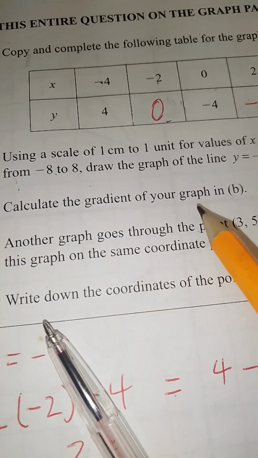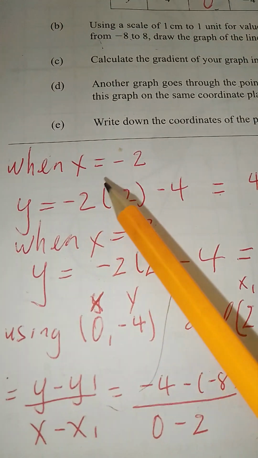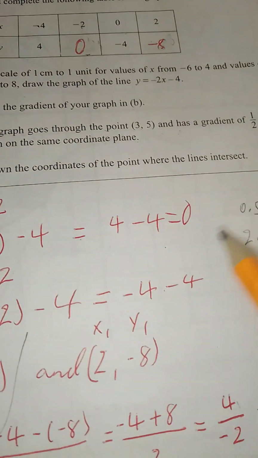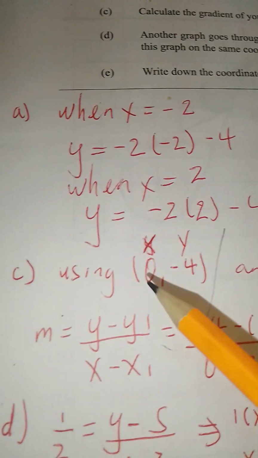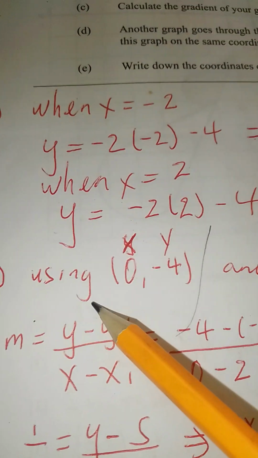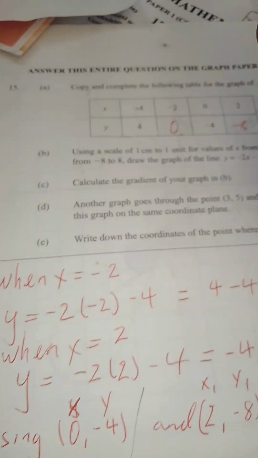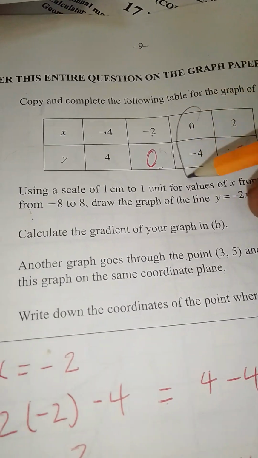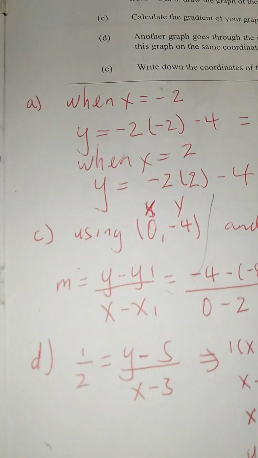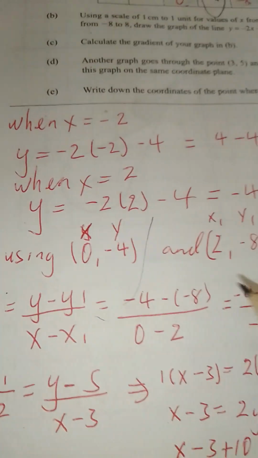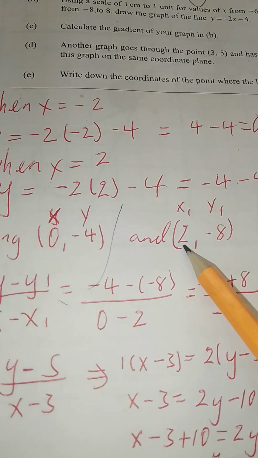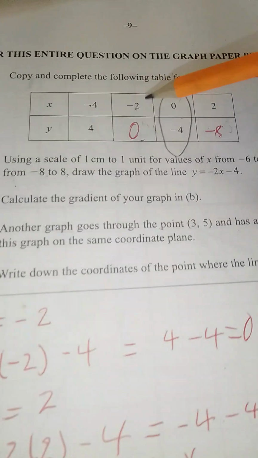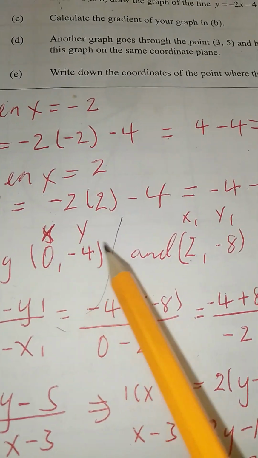It says here, calculate the gradient of the graph in B. I have the working here. Part C, I'm going to use 0 and minus 4. I'm going to use these two points here, and that point there. So I'm going to call this x and y, and that x1, y1.